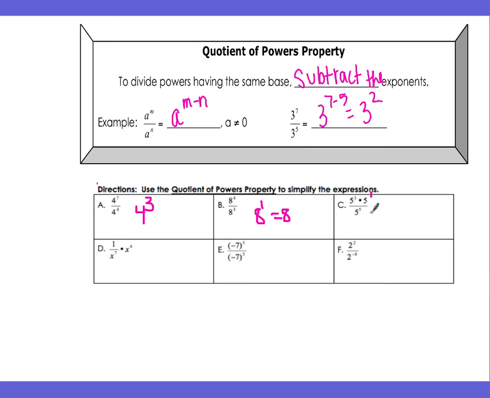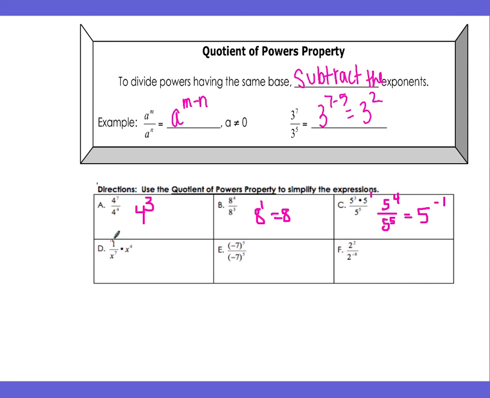5 to the 3rd times 5 to the 1 divided by 5 to the 5. So we have to do the multiplication first, so 3 plus 1 is 4, and then divided by 5, so 4 minus 5 is 5 to the negative 1.